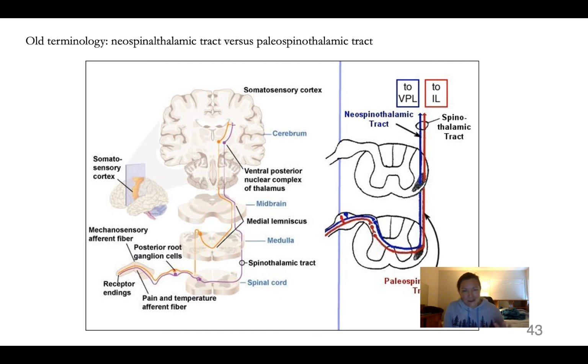And so that's a bit of an aside, but just in case you hear the terms neo and paleo spinothalamic, these are just adjacent projections in that spinothalamic tract with potentially different nuclei of interest in the thalamus.